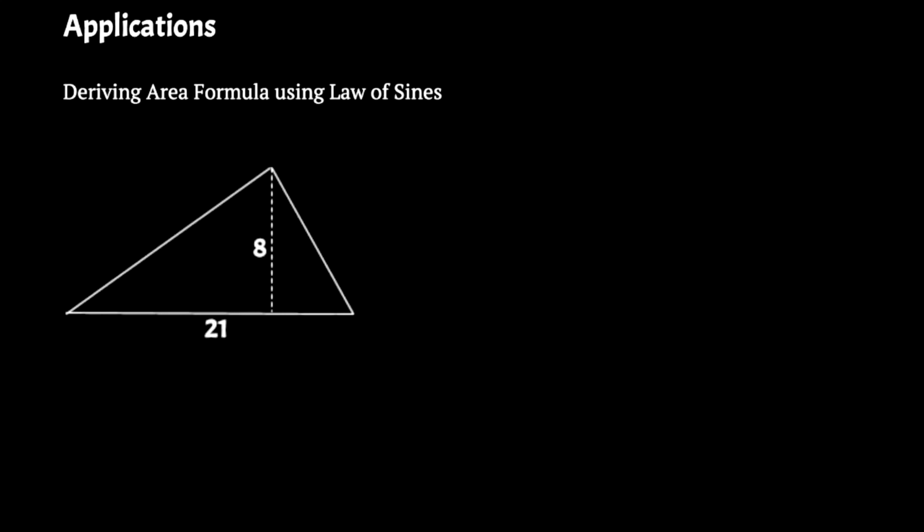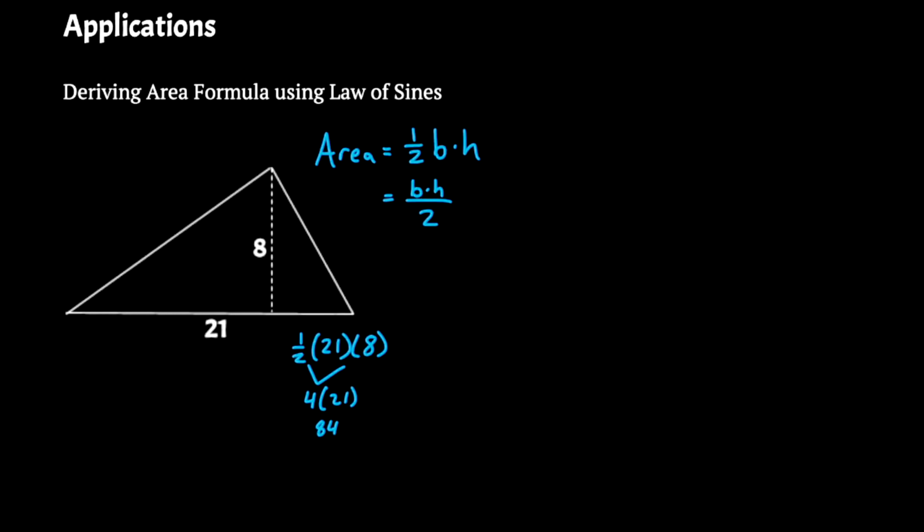The first application is finding area of triangles. So from geometry, we're used to thinking of the area of a triangle as 1/2 base times height, or sometimes people write it as base times height over 2. So let's just use that quickly to find the area of this triangle. If we take 1/2, multiply it by the base, which is 21, and then times the height, which is 8. I'll actually do 1/2 times 8 first, which is 4, and then 4 times 21 would be 84. And we weren't given any specific units, so I'll just say units squared.